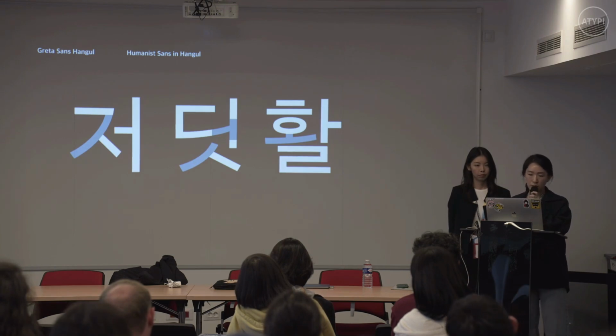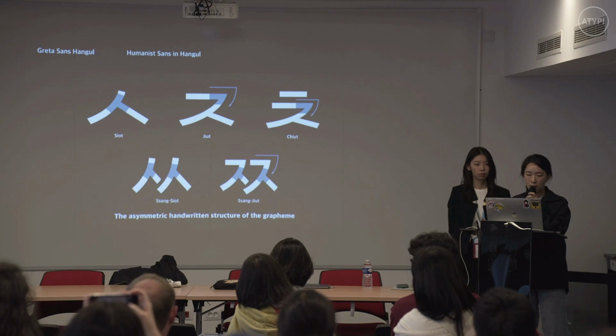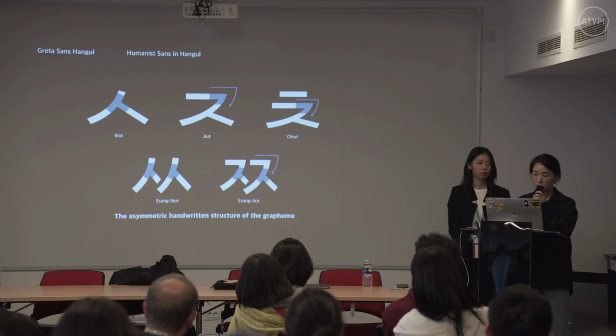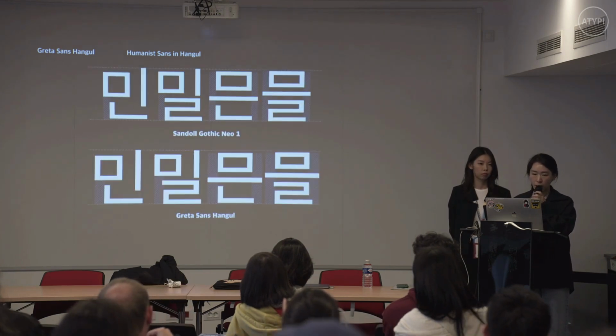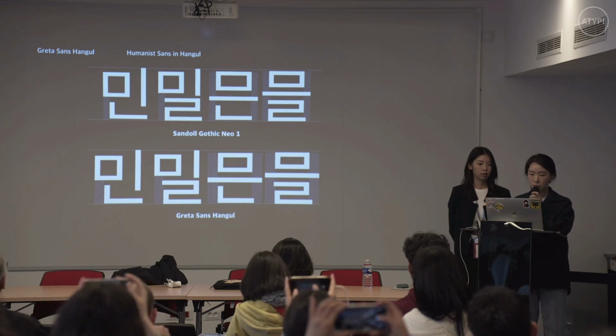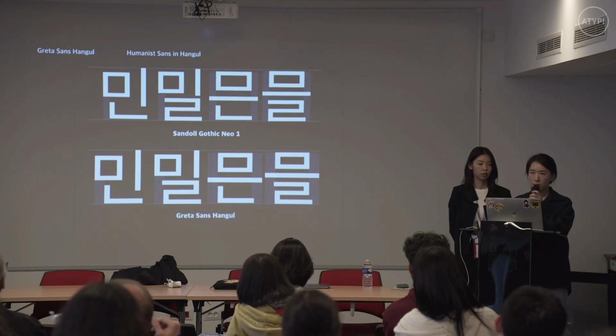Eventually, the final Greta Sans Hangul keeps many slanted connecting strokes and elongated strokes, and the asymmetric handwritten structure of the graphemes. Also, the skeleton itself has less of an impression of being fitted into a scale guide grid, compared with general Hangul sans.